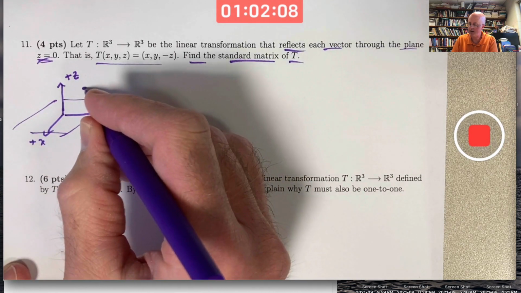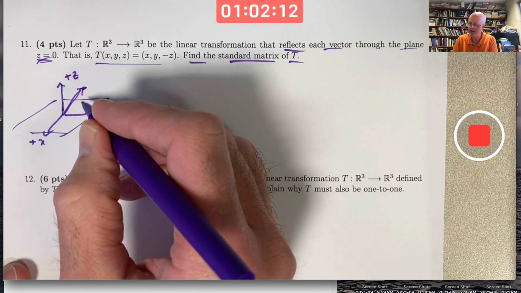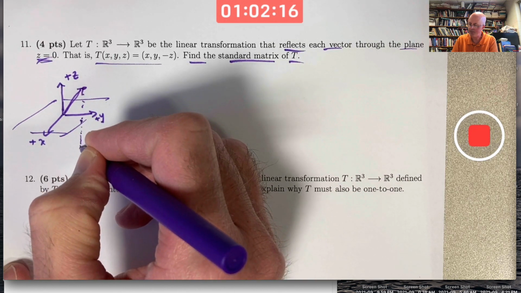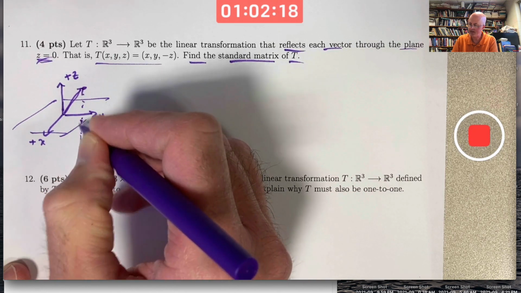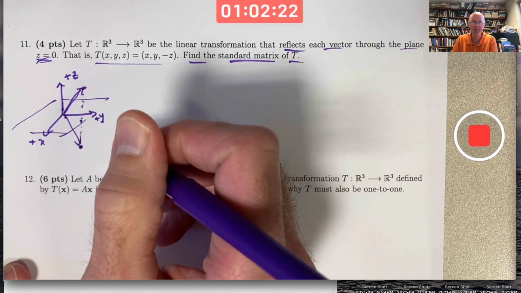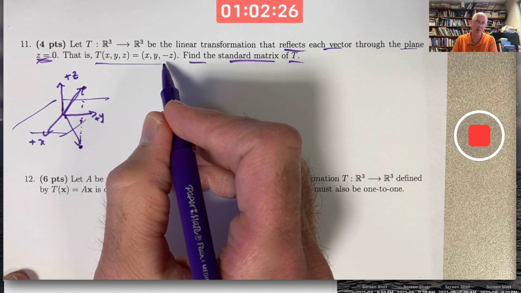So you've got a point up here above the xy plane, or a vector from the origin to that point. It's going to get reflected to the opposite point below the xy plane, same distance from the xy plane. Okay, that's what the mapping is doing geometrically, and it does just negate the third coordinate, which is the point of this formula.